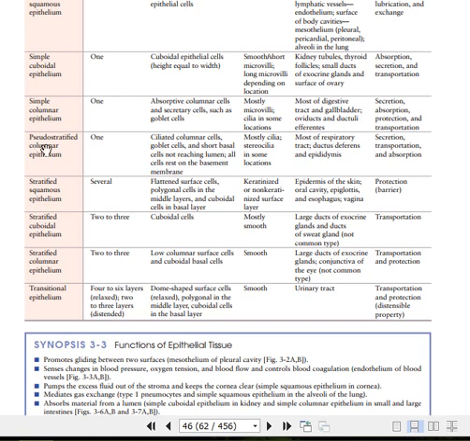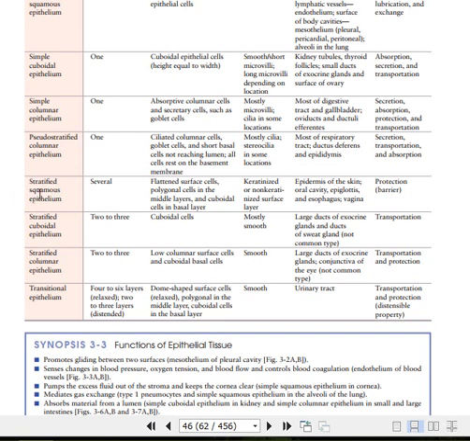Now, the pseudostratified columnar epithelium. It's mostly ciliated. Those which are mostly ciliated are the ones located in the respiratory tract. Those in the ductus deferens and the epididymis contain stereocilia for the reabsorption of the material which was produced in the seminiferous tubules.